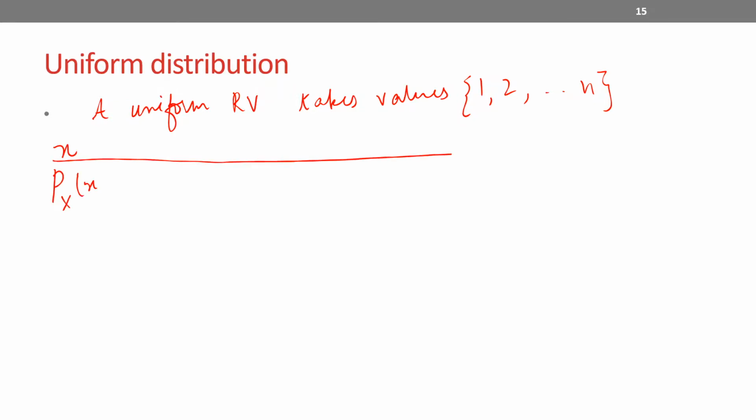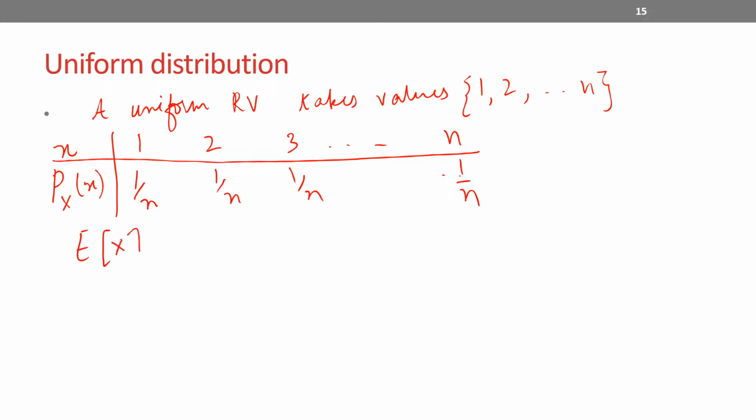And let me write the PDF, right? So from the PDF, I can calculate the expected value. So let's say the values are 1, 2, 3, and so on up to n, right? And each of these is equally likely. So this is 1 over n, 1 over n, and so on, 1 over n.